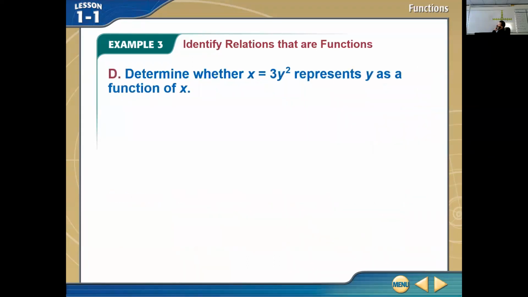Okay, here we got to do a little bit of algebra. It says determine whether x is equal to 3y squared represents y as a function of x.